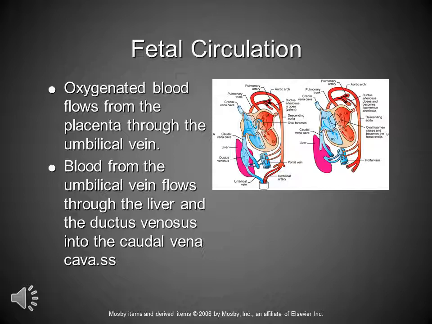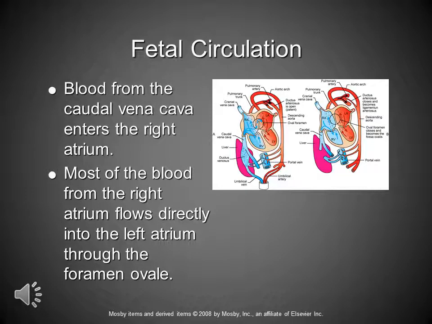Blood from the umbilical vein then flows through the liver and the ductus venosus into the caudal vena cava. Then blood from the caudal vena cava is going to enter into the right atrium. Most of the blood from the right atrium is going to flow directly into the left atrium through a big hole between the two atria called the foramen ovale.